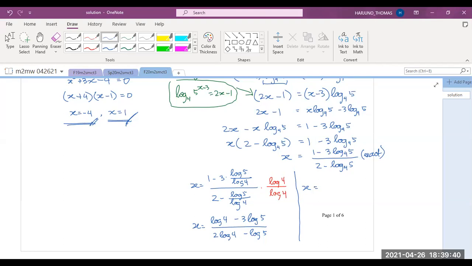When I use my calculator, I get x equals negative 2.95922. This is the approximate form. Okay, that's for number 1.